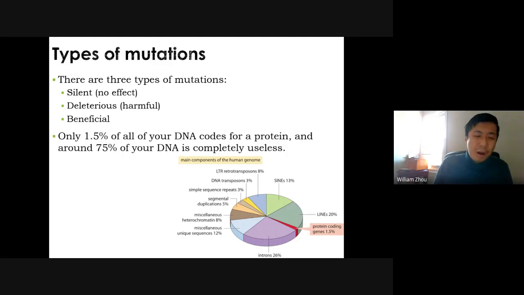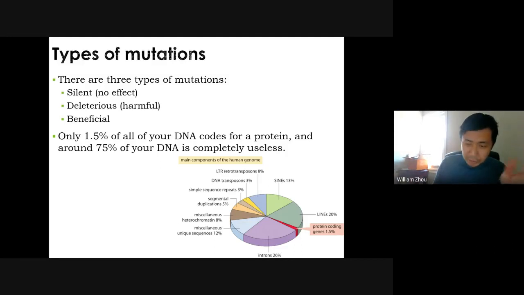Now, why is that? Why would changing your DNA do nothing? Because most of your DNA is useless. Okay, look at the pie chart. I know there's a lot of stuff in the pie chart. Don't worry about them. Look at that red sliver right there. It says protein coding genes. I said that DNA makes proteins, and proteins build your body. Well, it turns out less than 2% of your DNA builds proteins.